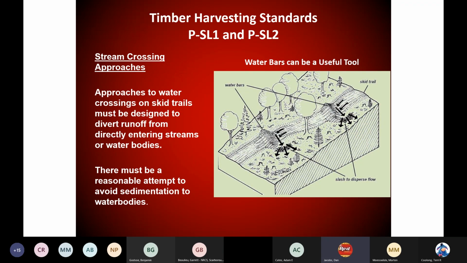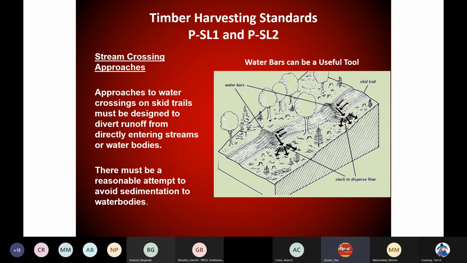If you're doing a crossing of a stream in Chapter 27 towns, it's also important that you take a look at your approaches and make sure that you are controlling water in the approaches to that stream crossing. And in a general sense, the structures that we typically use to manage water in our approaches in the woods to stream crossings are water bars. Water bars can be put in place prior to big rain events when the operation may need to be shut down, or at the time of closeout when the harvest is over.